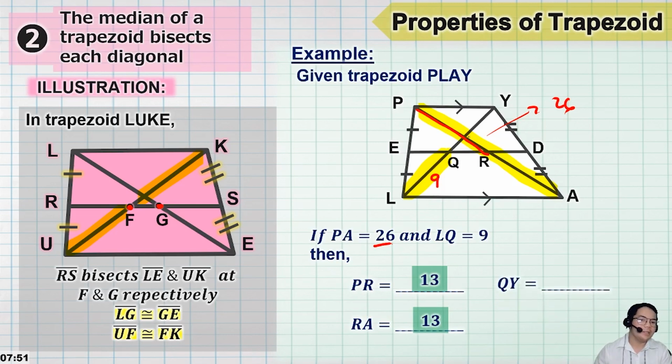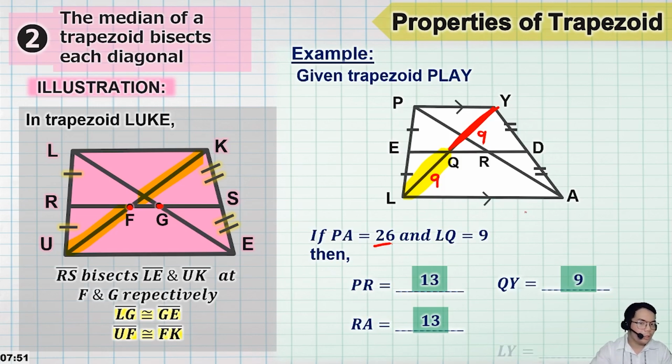And what do you think now is the measurement of, ito, burahin naman natin yan. I think hindi na natin magagamit yung given na yan. What is the measurement of line segment QY? Ito naman daw. Ano daw sukat niyan? Yes, since median bisects the diagonal of the trapezoids, therefore, this is also gonna be equal to 9.